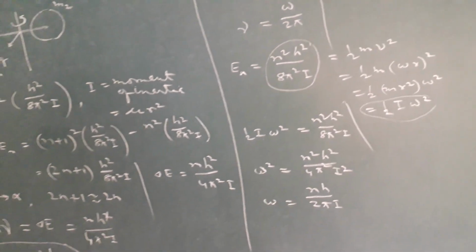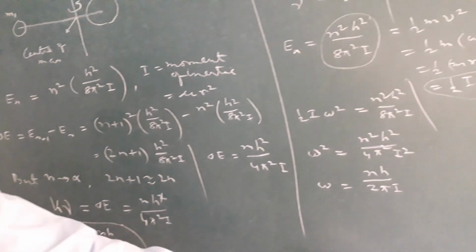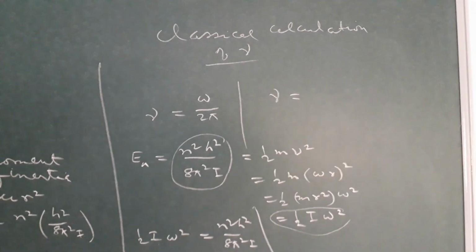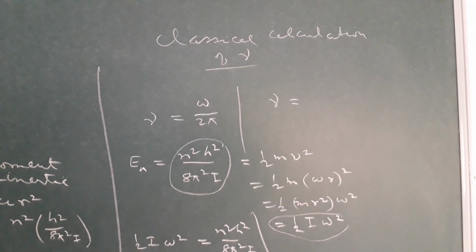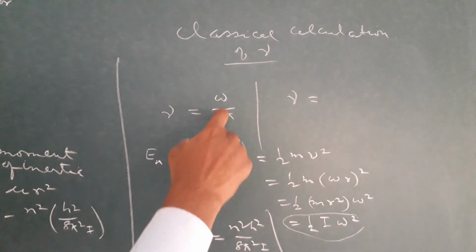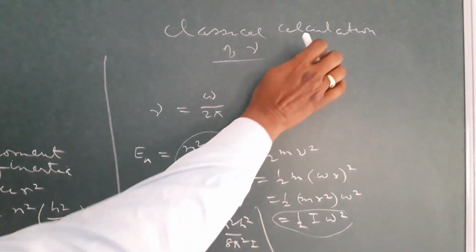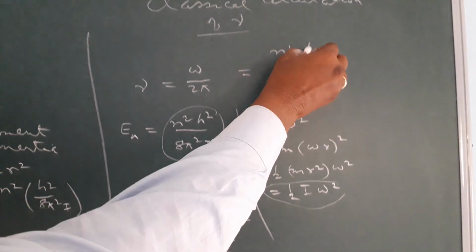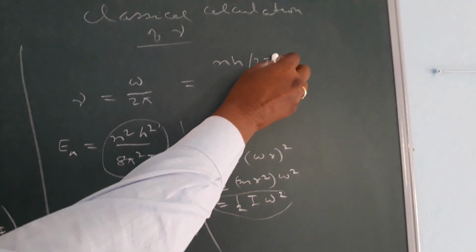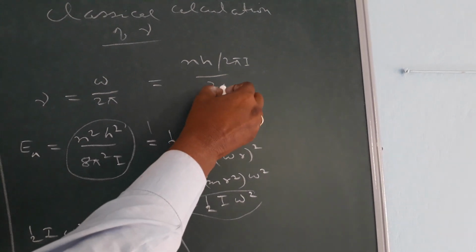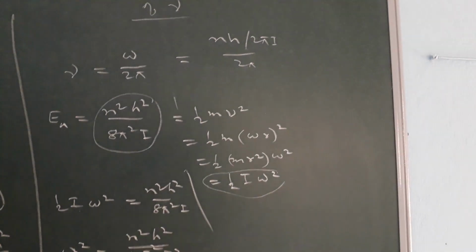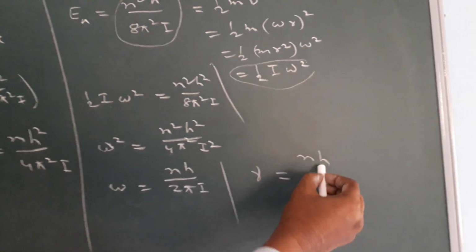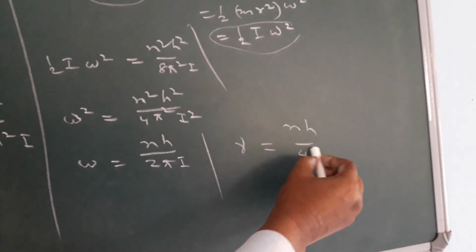So the frequency of the rotation of this rigid rotator, nu equal to omega by twice pi. We can write nh divided by twice pi I, and divided by twice pi, and this gives you the frequency equal to nh divided by 4 pi square I.